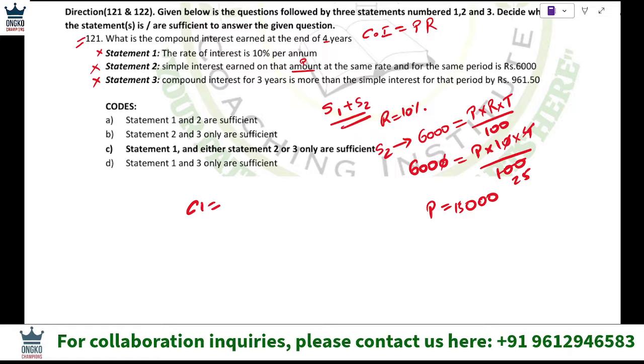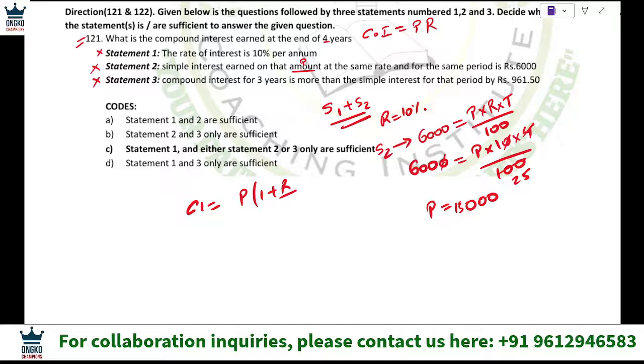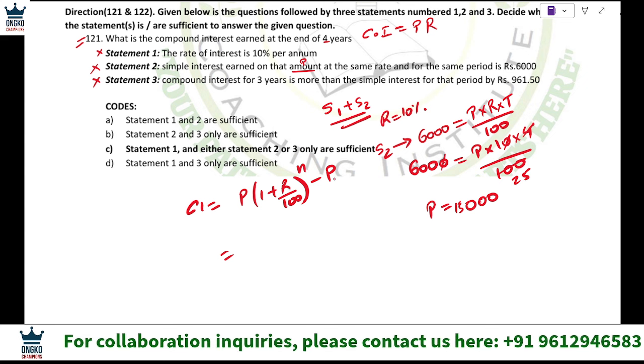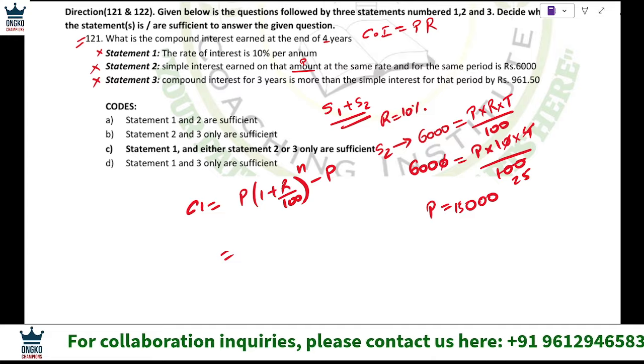The formula for compound interest is principal times (1 plus rate by 100) to the power of time, minus the principal. So put in the principal as 15,000, the rate as 10%, and 4 years. Then definitely you will find the answer. You will get the answer.